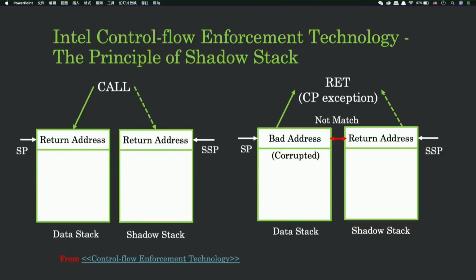So when the call returns, the CPU will compare the return address on the data stack with the return address on the shadow stack. If they don't match, it means the data stack return address is now corrupted. Now we have a mismatch, so at this point the operating system will throw an exception, which is called the control protection exception, and it will give you different reasons for why this failed. So that's the basic idea.